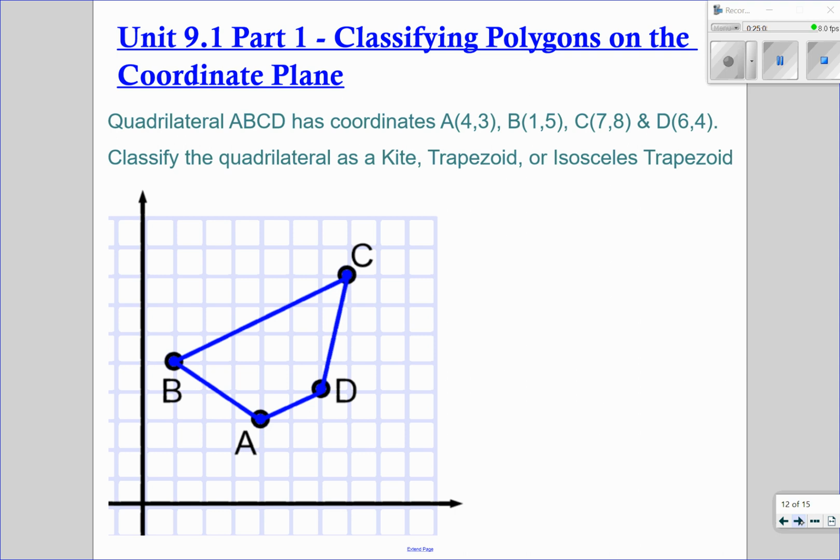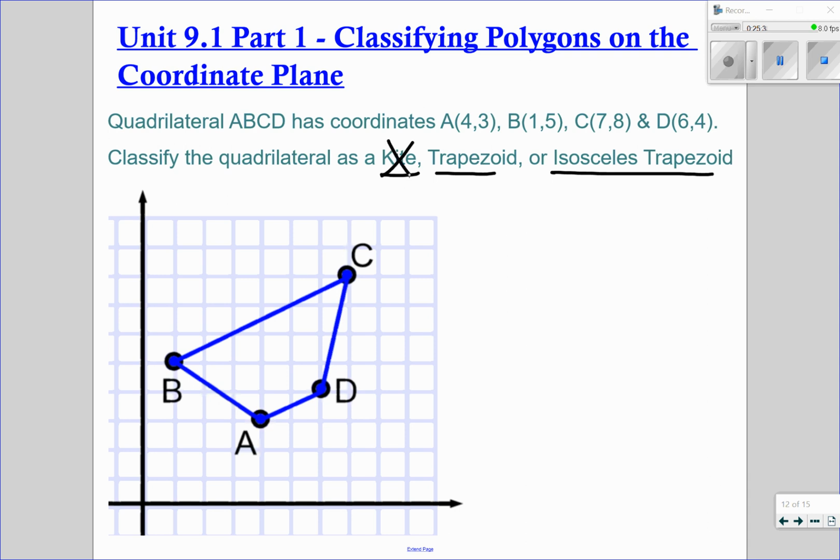Moving forward, last one. So this would be another type of quadrilateral where we're now classifying as kite, trapezoid, or isosceles trapezoid. Remember, for a kite, we need two pairs of adjacent congruent sides. We can clearly see that this is not a kite because we know that CD is not congruent to AD. We can see that that's not congruent to BA, and we can also see that CB is the longest. So we can go ahead and rule out kite.